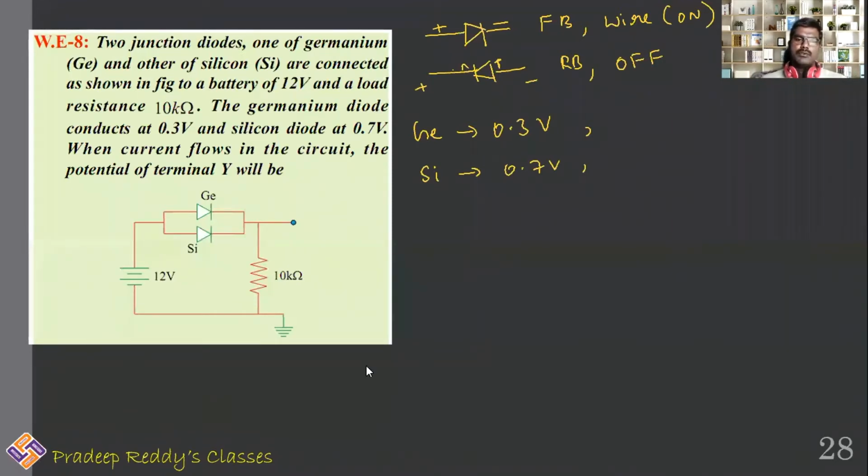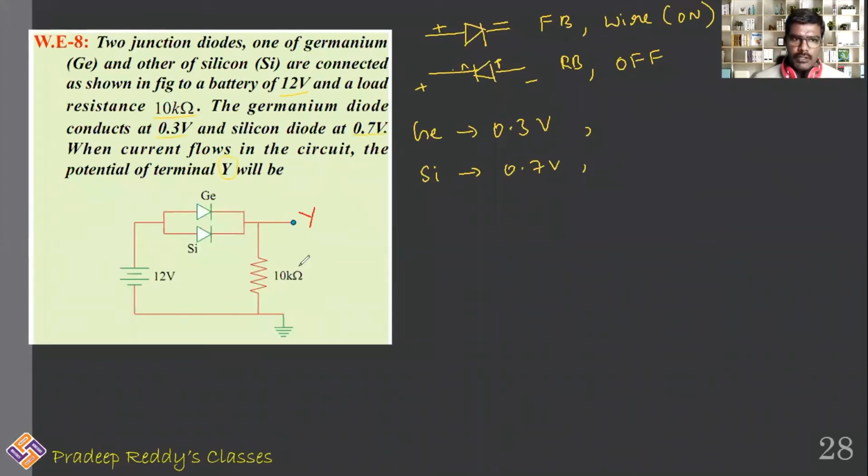Now, two junction diodes, one of germanium and the other of silicon, are connected as shown in this figure to a battery of 12 volt and a load of 10 kilo ohm resistance. The germanium diode conducts at 0.3 volt and the silicon conducts at 0.7 volt. When current flows in the circuit, the potential at the terminal Y will be dash. You are supposed to find out the potential at the terminal Y. Actually, this is terminal Y.